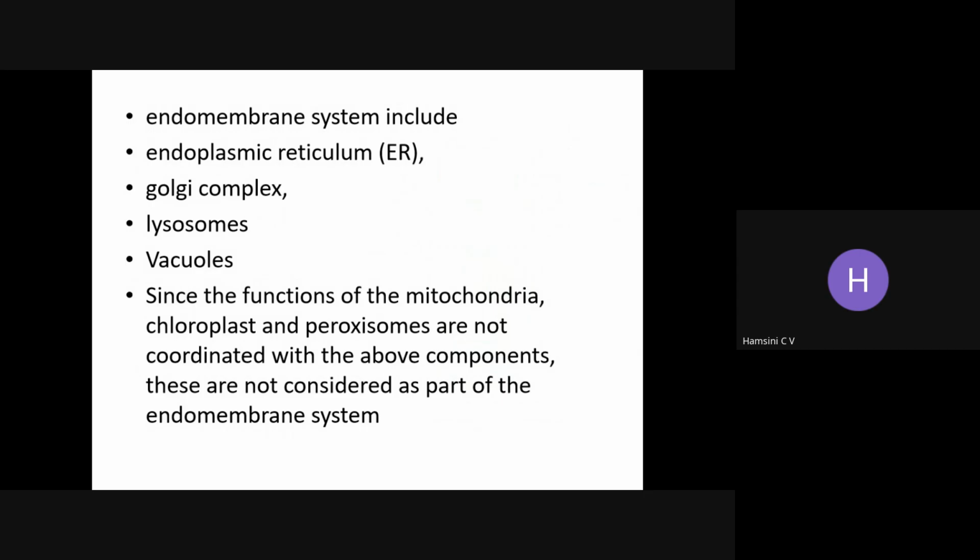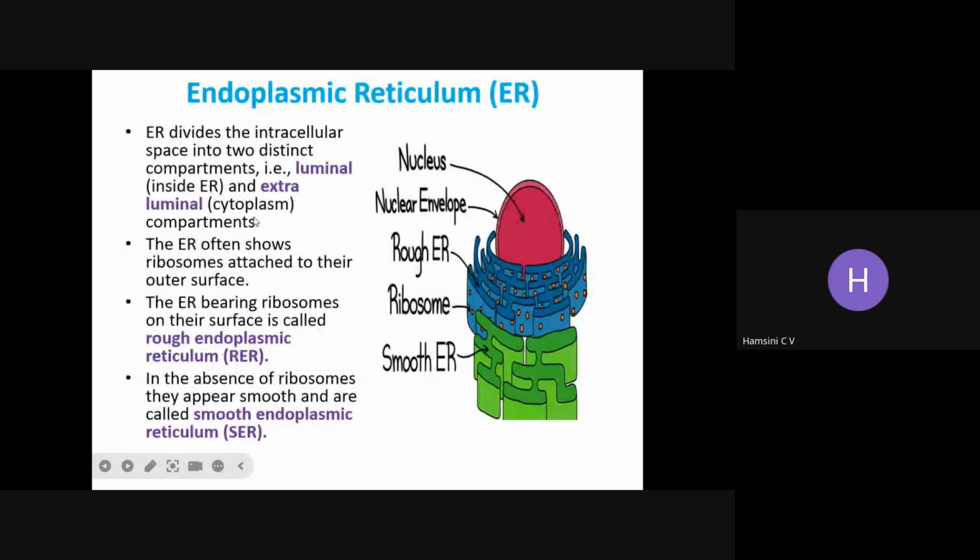This endomembrane system includes the endoplasmic reticulum, Golgi complex, lysosome, and vacuole. The functions of these are coordinated. Whatever the endoplasmic reticulum is producing goes to the Golgi. From the Golgi, it is transported through lysosomes and other vesicles, and it could be stored in the vacuole. Like this, the functions are coordinated. That is why we call it the endomembrane system.